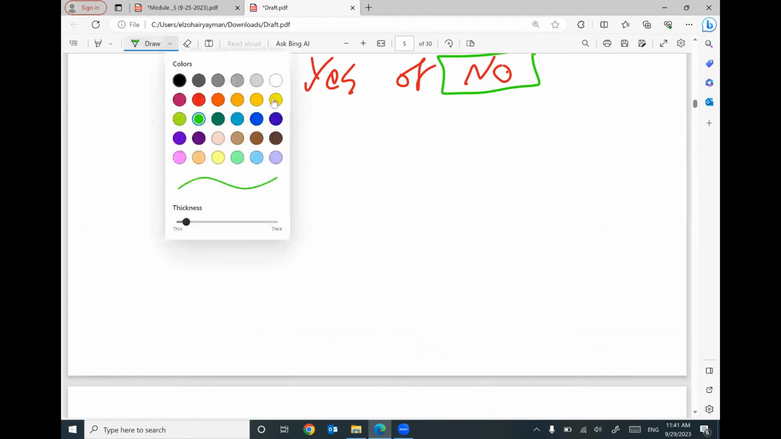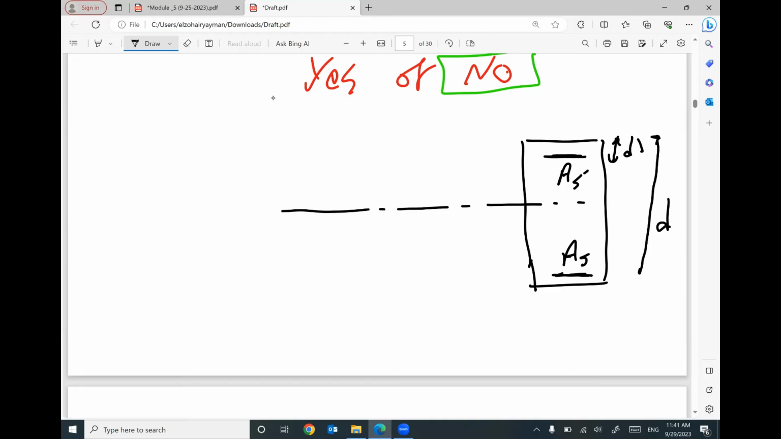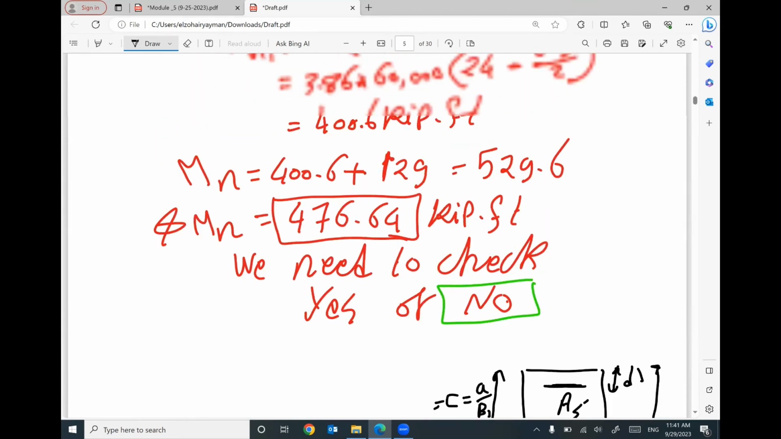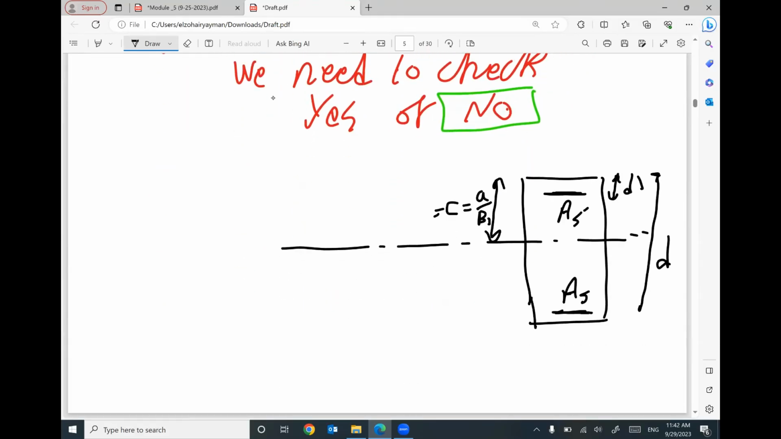Anyway, this is your cross section. This is your steel reinforcement in compression, and this is the distance d prime. This is your steel reinforcement in tension, and this is the depth d. We have a neutral axis. This neutral axis has depth c equal a divided by beta 1. I think a is known from here, 6.5 divided by 0.85, beta 1.